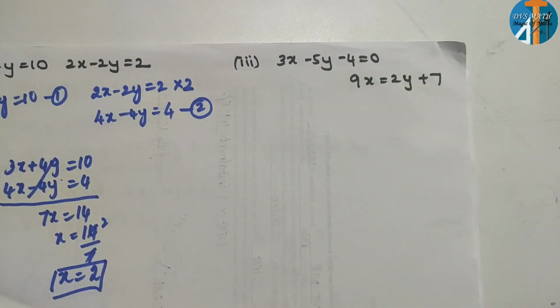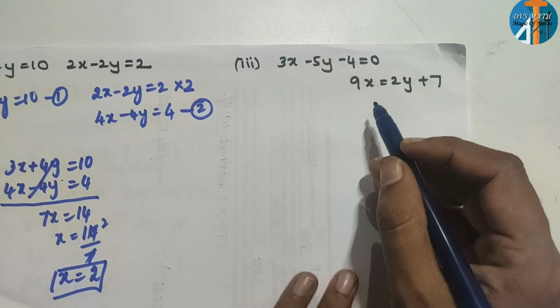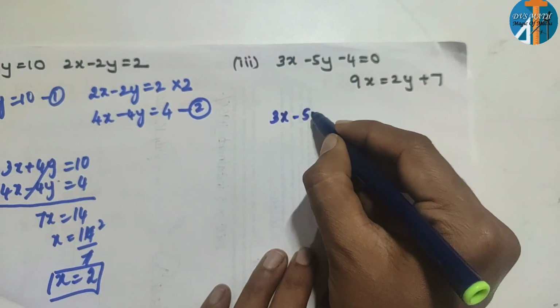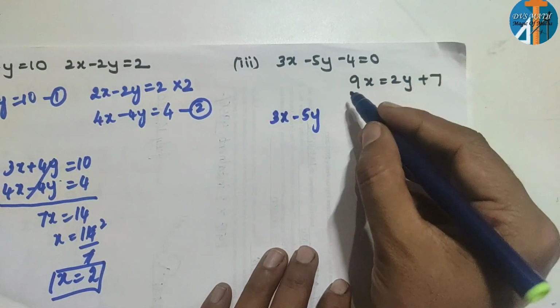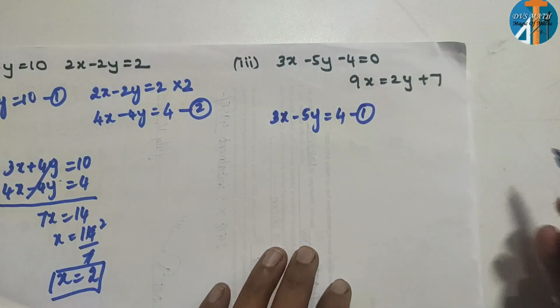Observe this, it is not in the form of an equation. First let us convert it into an equation. It is very simple. First let us write 3x minus 5. Let us send minus 4 to the RHS. It becomes plus 4. So this is equation 1.